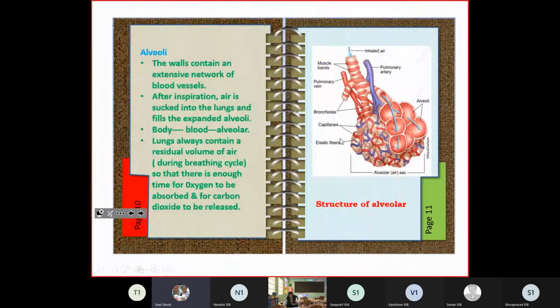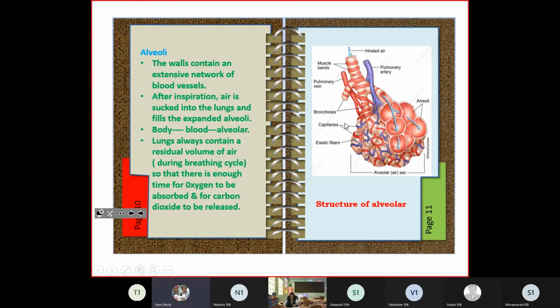Now, alveoli. The walls of alveoli contain an extensive network of blood vessels. So here you can see the blood vessels which are colored blue and red. After inspiration, air is sucked into the lungs and fills the expanded alveoli. Here you can see the air enters from the nostril into the body, and the oxygen enters into the alveoli.